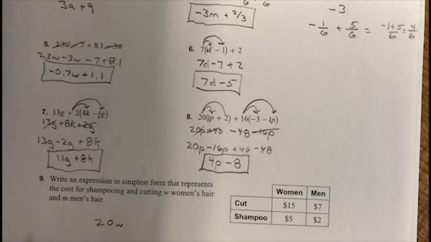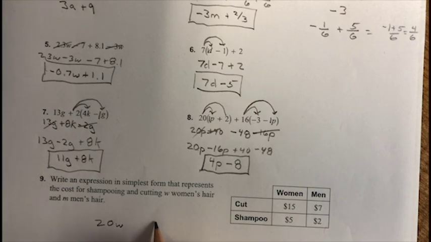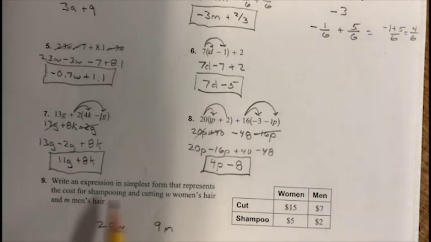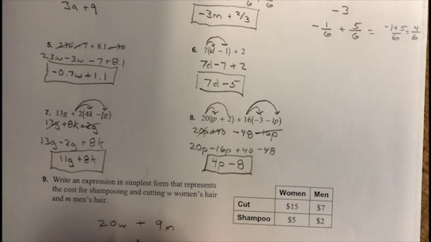How many women got their hair cut and shampooed? We don't know. And the same concept happens with men. But for a man to get his hair cut and shampooed, it's going to be $9. And we're going to put M for men. Now, with that being said, you have $20 per woman and $9 per man. And it says write an expression in simplest form that represents the cost for both of them.